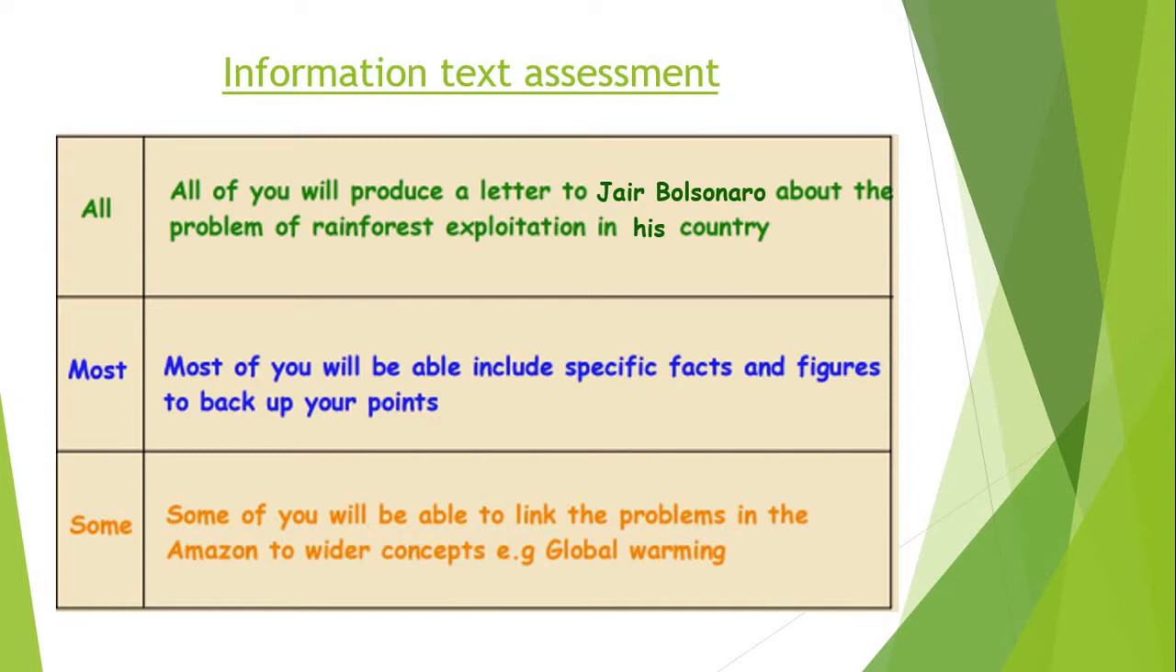So you're all going to produce a letter to Jair Bolsonaro, who is the president of Brazil, about the problems of rainforest exploitation in his country. Exploitation, the use of his rainforest for other people's gain. Most of you will be able to include specific facts and figures to back up your points, and some of you will be able to link the problems in the Amazon to wider concepts. So we're looking at global warming, for example.